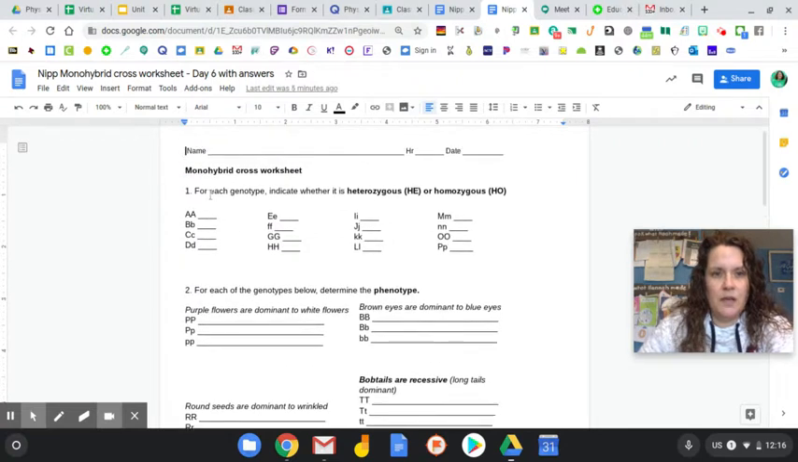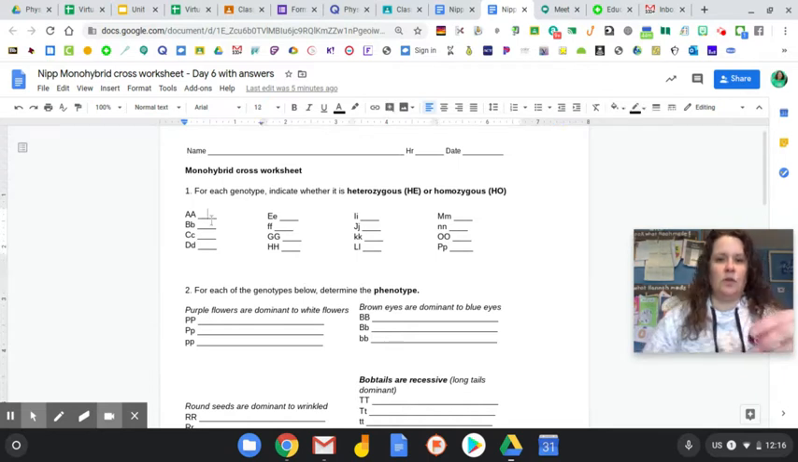For this first part, for each genotype, indicate whether it's heterozygous or homozygous. Remember, genotype refers to the letter combination. If I'm asking for the phenotype, you would answer that a different way. We'll get to that in just a minute. So for these genotypes, is it heterozygous or homozygous?